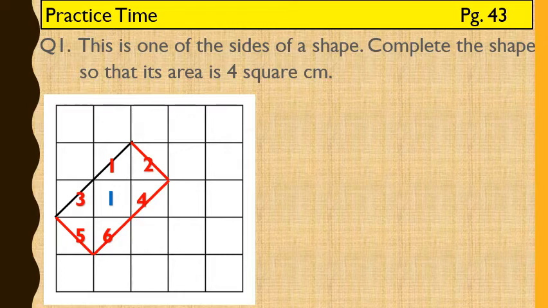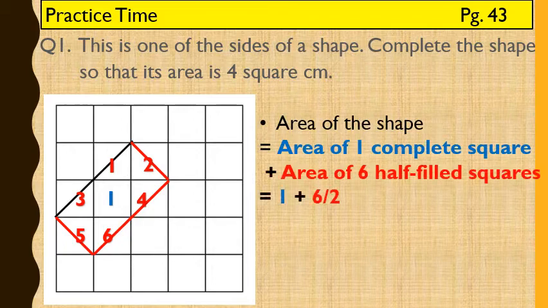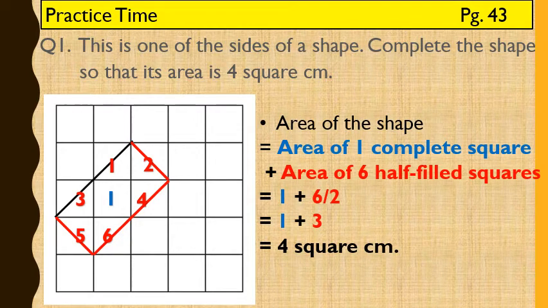So, area of the given shape is area of one complete square plus 6 half filled squares, which is equal to 1 plus 6 divided by 2. Since 6 half-filled squares make 3 full squares, so 1 plus 3 equals 4 square centimeter. So the area of the given shape is 4 square centimeter.